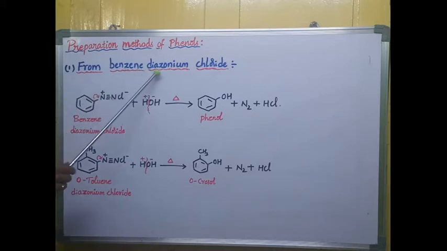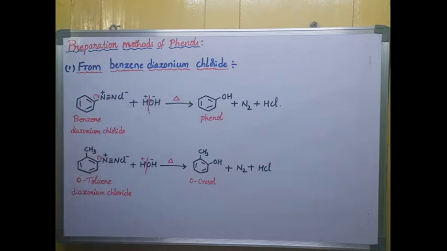So already we know azo. Azo indicates nitrogen compounds, so two nitrogens are present in the structure. So this diazonium chloride is attached to the benzene ring, hence we call this benzene diazonium chloride. We are taking the aqueous solution of benzene diazonium chloride and we are heating it.